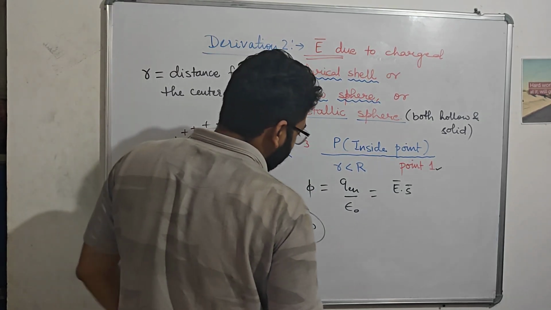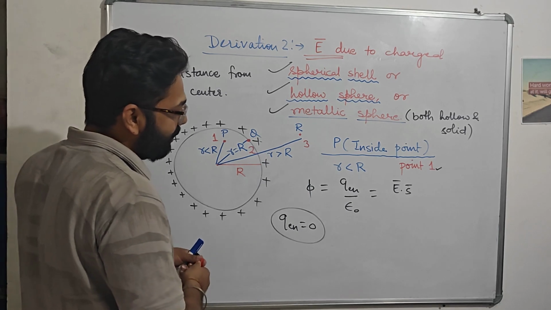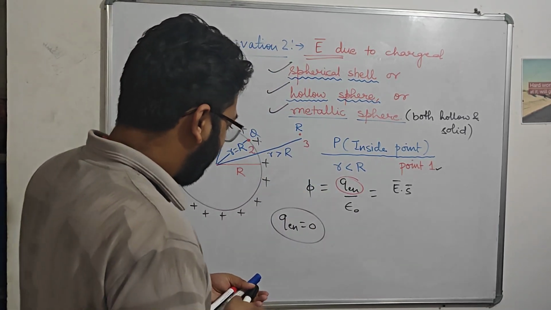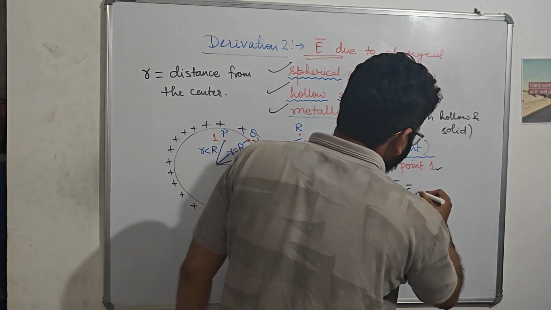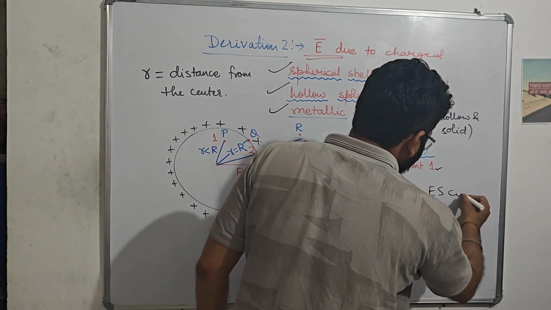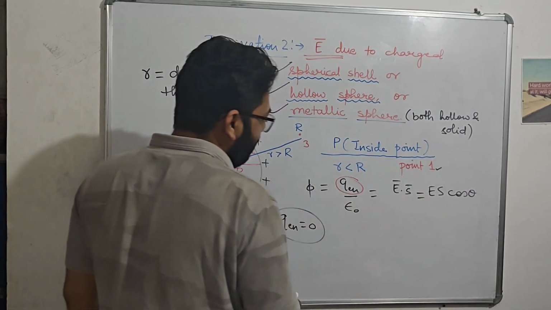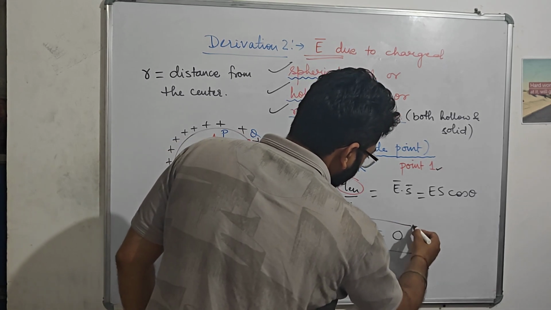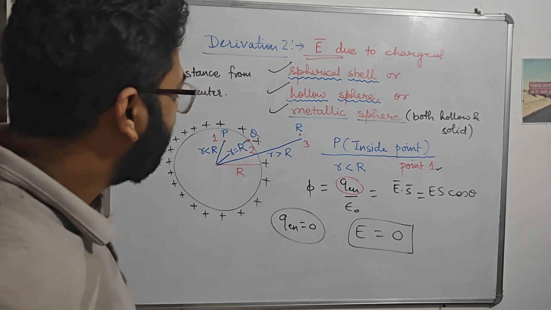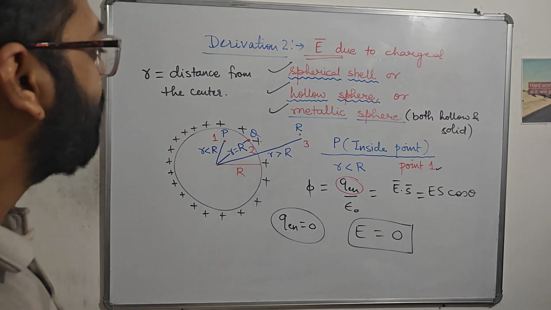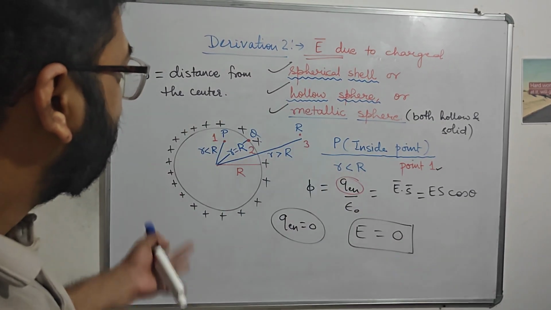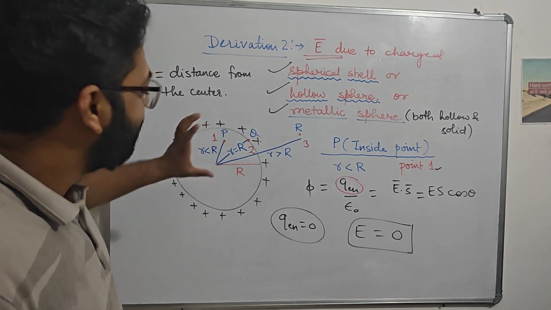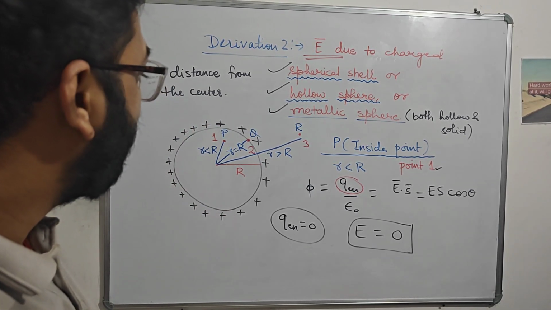So if this is 0, you can clearly see from the expression that this charge enclosed is 0, and further this expression could have been written as E S cos theta. So if charge enclosed is 0, clearly electric field will be 0. Okay, so this is very important. Electric field will be 0 for all the points which are inside this sphere, that is, having the distance less than capital R. Okay, so that is the point number 1.